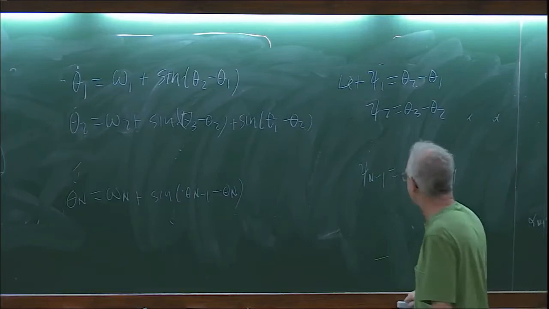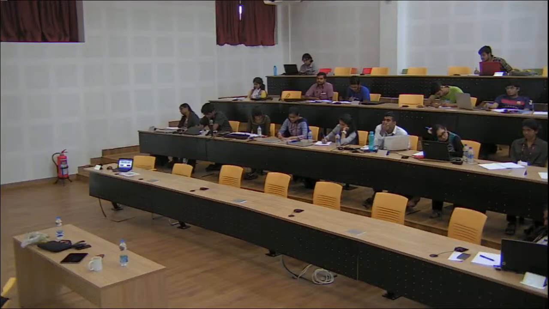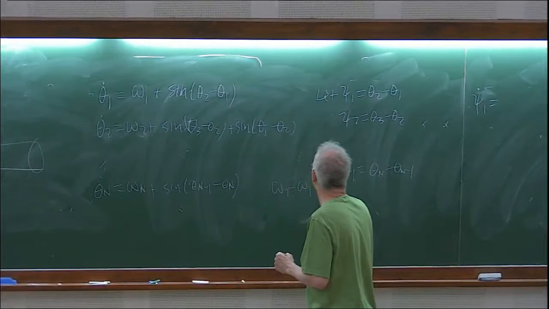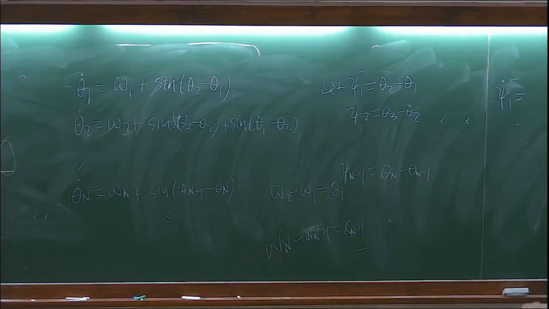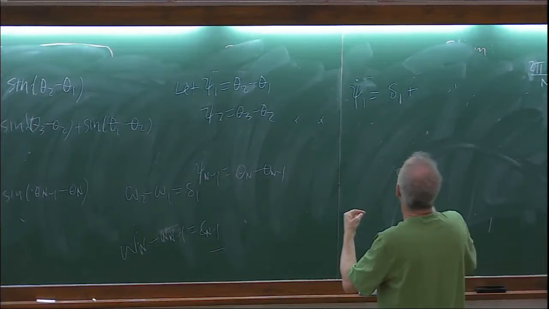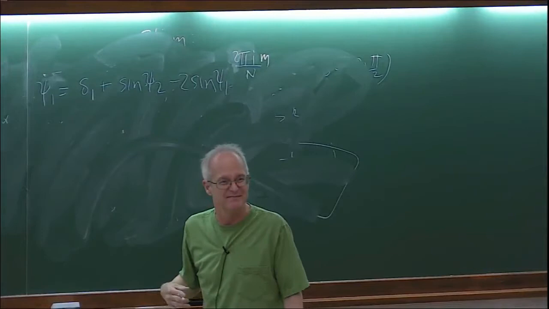Then psi 1 dot equals omega 2 minus omega 1. Let me call omega 2 minus omega 1 equal delta 1, and so on. Omega n minus omega n minus 1 equal delta n minus 1. Psi 1 dot equals delta 1 plus sine of theta 3 minus theta 2, which is sine psi 2, minus 2 sine psi 1, right? You see that?